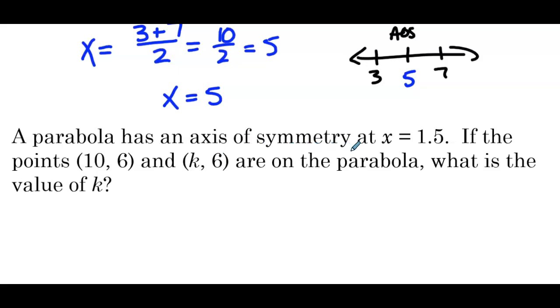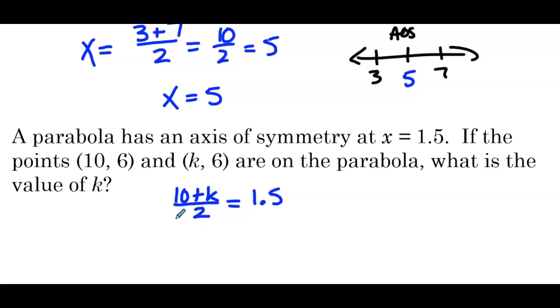A parabola has an axis of symmetry at x equals 1.5. If the points (10, 6) and (k, 6) are on the parabola, what is the value of k? So again, we're given two symmetric points because they have the same y value. So we know the average of the x values would give us the axis of symmetry. So the average of 10 and k is going to give us the axis of symmetry, which is 1.5.